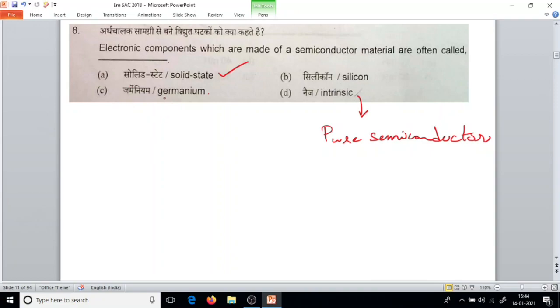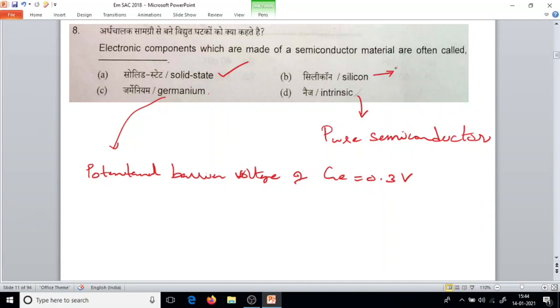To break the potential barrier, what is the potential barrier voltage? The barrier voltage of germanium is 0.3 volt. Similarly, what is the potential barrier voltage of silicon? That is 0.7 volt.